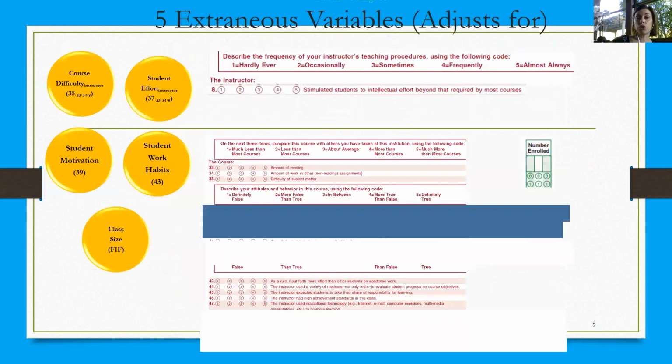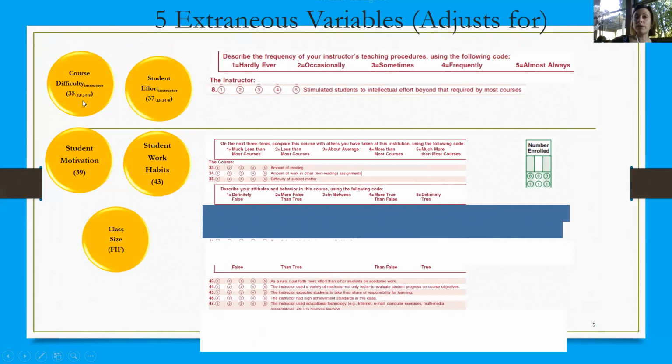And then we'll go into what we call extraneous variables. Extraneous meaning that these are things that are possibly outside of your control, but they nonetheless influence the ratings that students are going to give for a particular course. So the IDEA rating statistically will adjust for the influence of these 5 factors that you see over here.